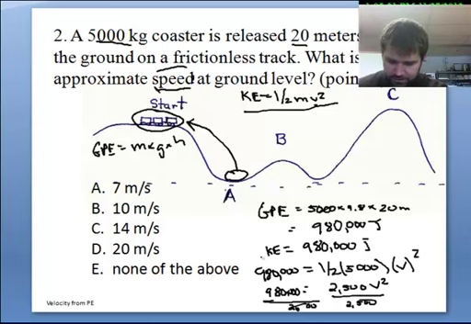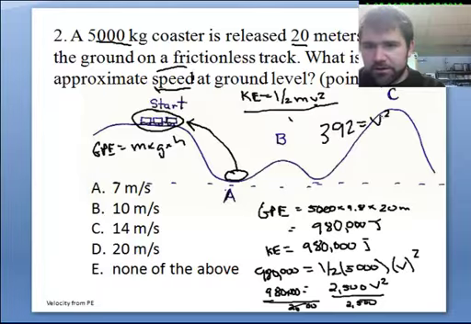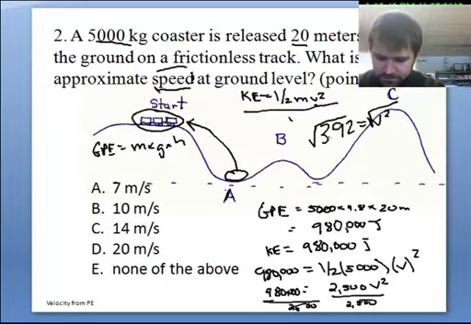So 980,000 divided by 2,500 equals 392. Therefore, 392 is equal to velocity squared. The opposite of squaring something is the square root, so I'm going to take the square root of both sides.